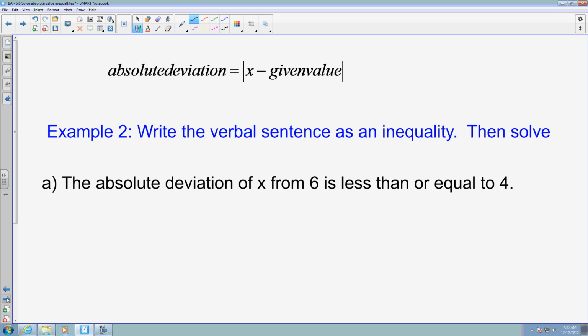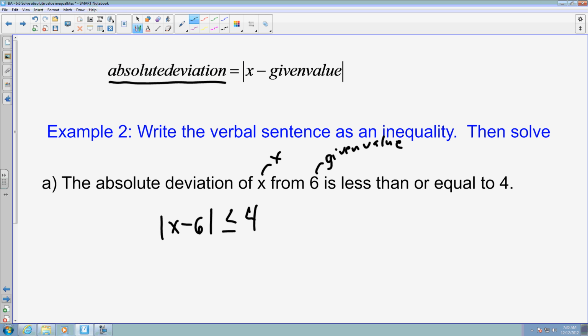So here absolute value equals x minus a given value. So we know that this is x, and we know that 6 is our given value. So we can write this inequality as the absolute value of x minus 6 is less than or equal to 4.